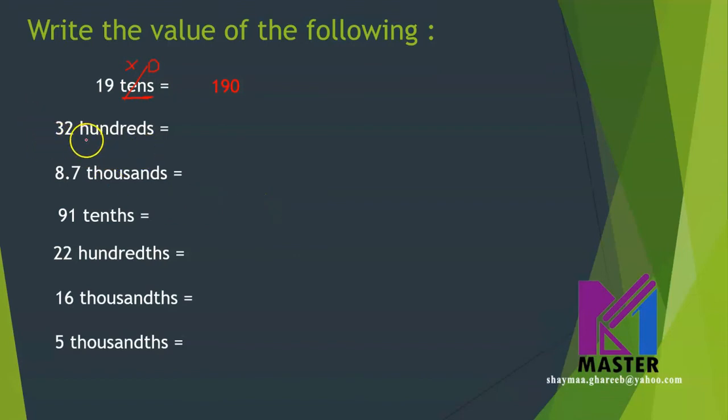32 hundredths means multiply by 100, or I can cross the word hundredths out and I put 2 zeros. Then my answer will be 3,200.